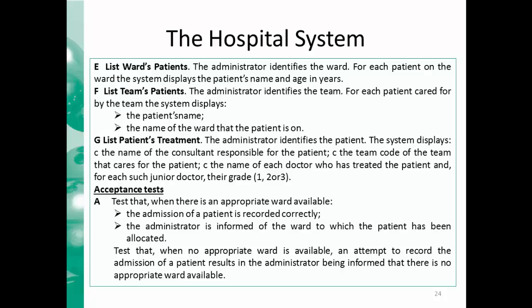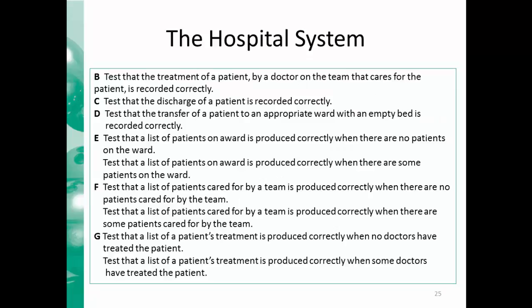And the administrator is informed of the ward to which the patient has been allocated. So we test these things. Have we got the information of the user correctly? Have we decided where the patient will be placed? And have we informed the right people that this patient will go to this ward? And you continue with the other tests for other use cases. You should be able to learn from these examples how to build a use case, how to test a use case, and produce test cases for different situations for every use case.